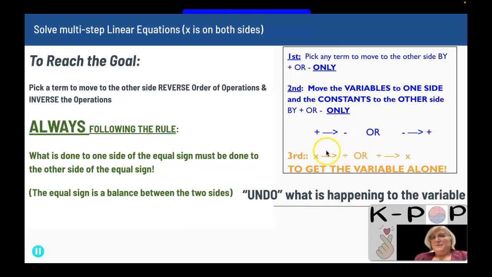The third step in this type of problem, if you have multiplication, you're going to divide. If you have division, you're going to multiply, and you will get the variable alone on one side of the equal sign. So you're undoing what is happening to the variable at all times. Whatever you do to one side, you must do to the other side, because you have to keep a balance.